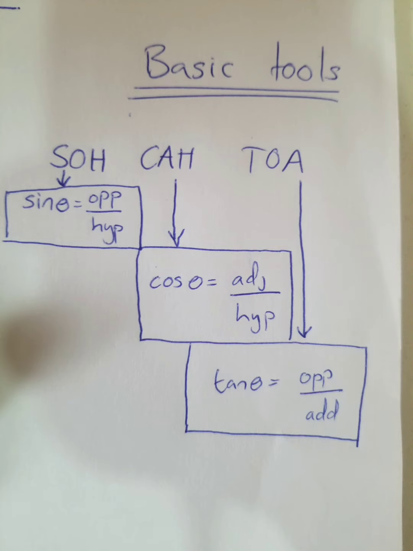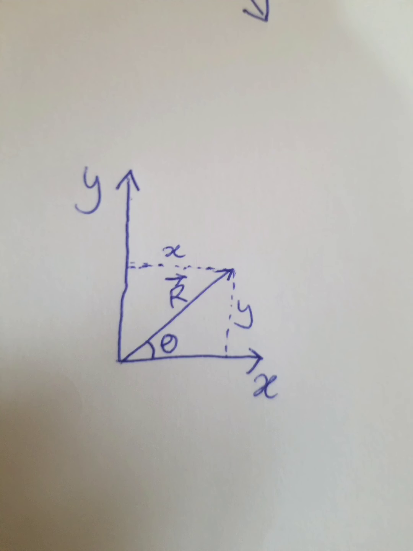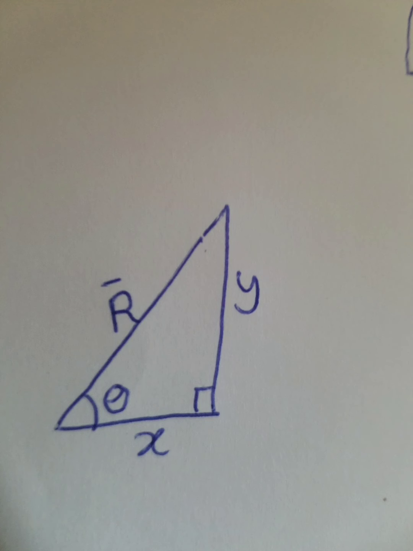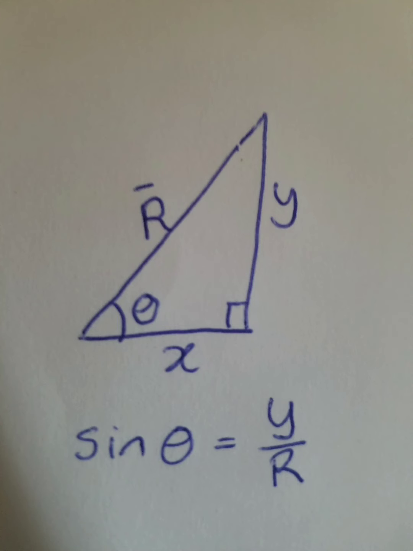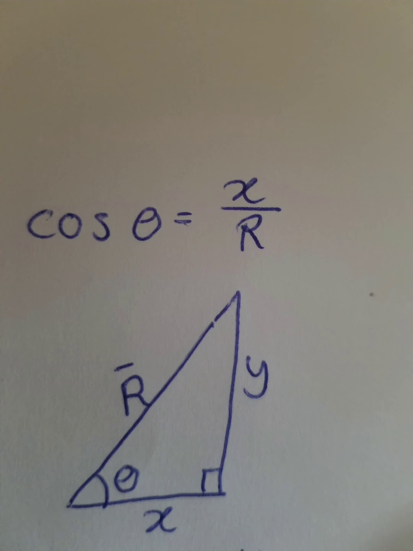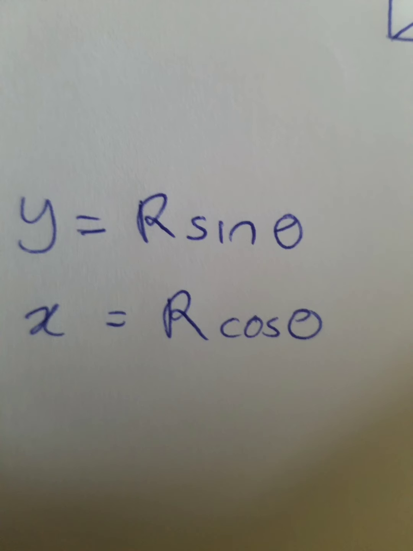So if you have a vector r, you could split it into two parts, the x and the y, giving you a right angle triangle. And from this, you will see that sine theta, in this particular case, with theta being on this side of the triangle, sine theta is equal to y over r, and cos theta is equal to x over r. If you cross multiply these two equations respectively, you have y is equal to r sine theta and x is equal to r cos theta.